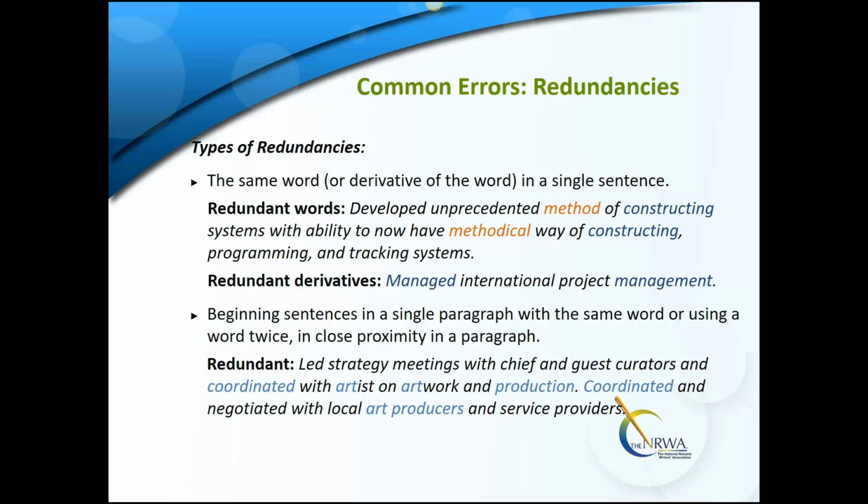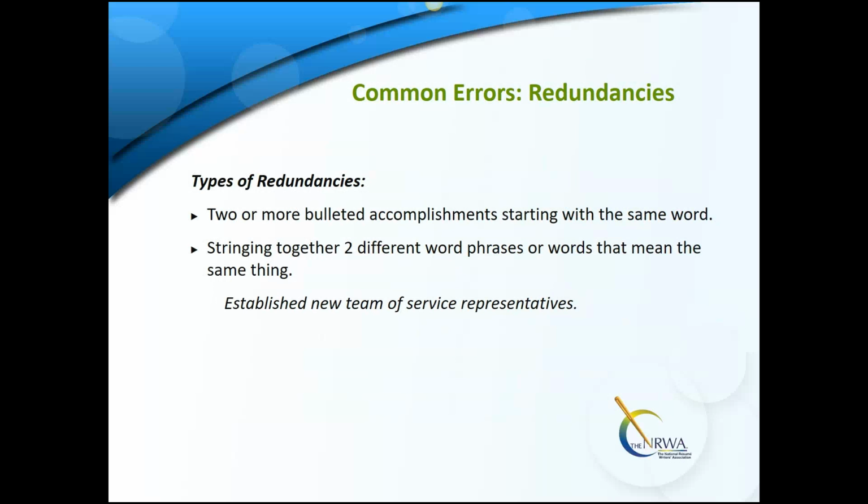Also, if you have a bulleted list of items, check those bulleted lists. Don't have any two sentences start with the same action verb because it's redundant. And there's plenty of words in the English dictionary that you can substitute. Bulleted accomplishments, I already said, and then stringing together two different word phrases or words that mean the same thing. Like established a new team. Well, if you established it, that means it wasn't there before, so it's new. You don't have to call it a new team, just established team of service representatives.